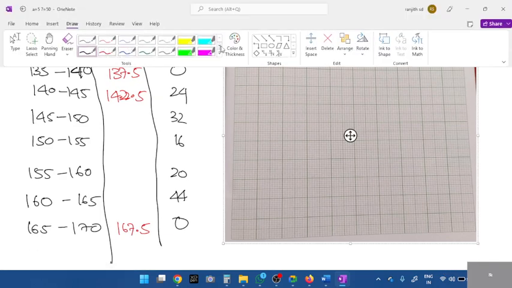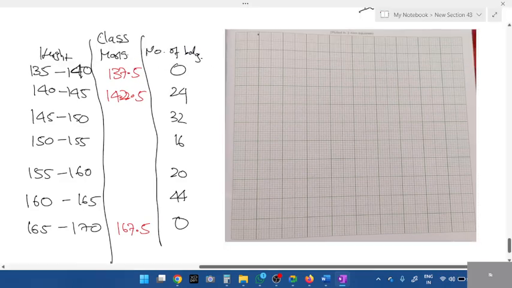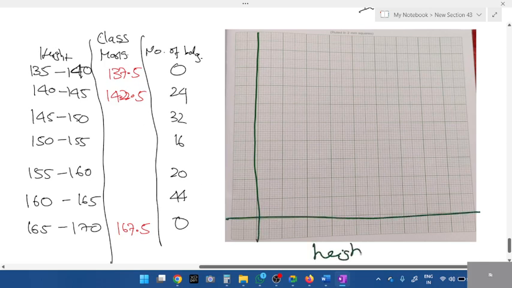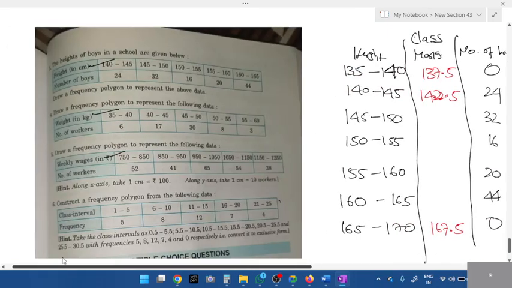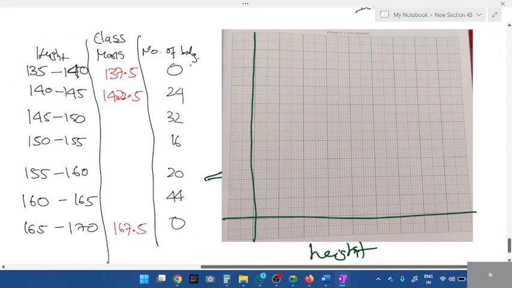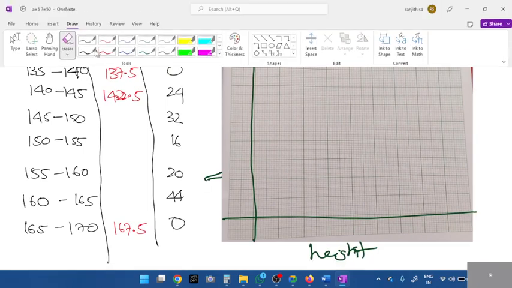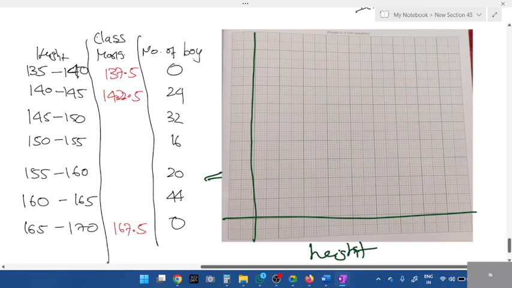Is this clear? All of you understood till here? Yeah, this is normal calculation. The only thing is the graph will change. Look at the graph. Height is given, right? Number of boys and height. Number of boys should be, see, this is the x-axis value, this is the y-axis value.